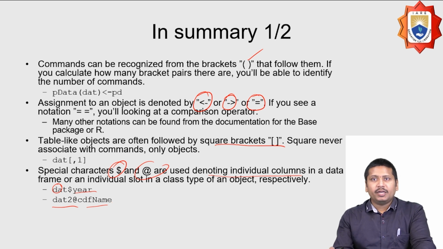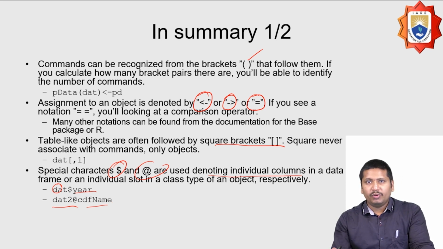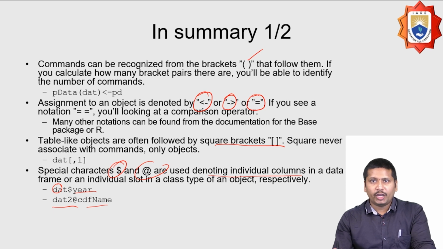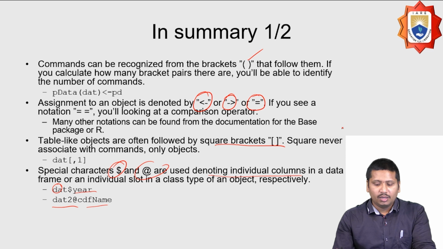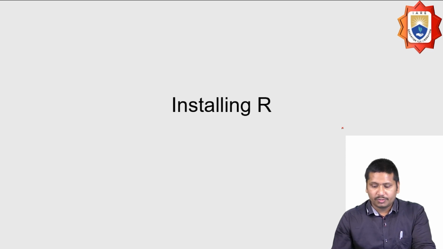So the commands can be recognized from the brackets that follow them, and if you calculate, you should be able to identify that. Assignment to an object should be denoted by an arrow, and if you see the notation, you will be looking for a comparison operator. Table-like objects are often followed by square brackets, and square brackets are never associated with commands, and special characters can also be used.